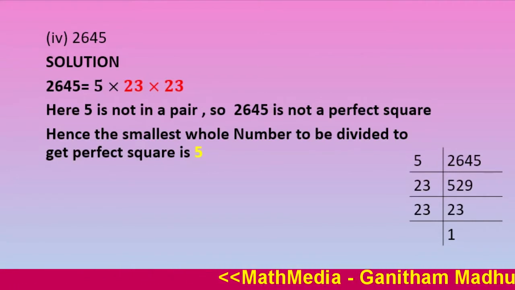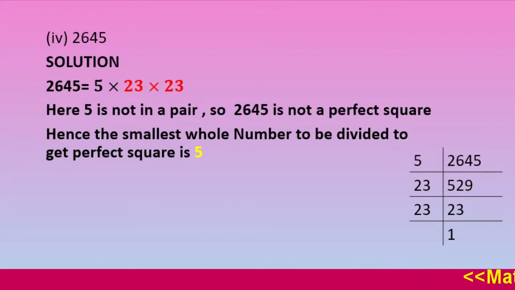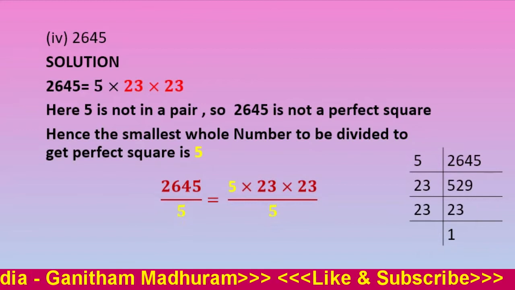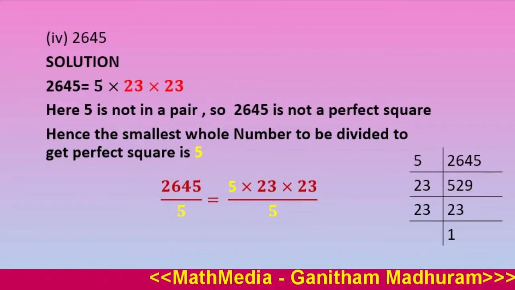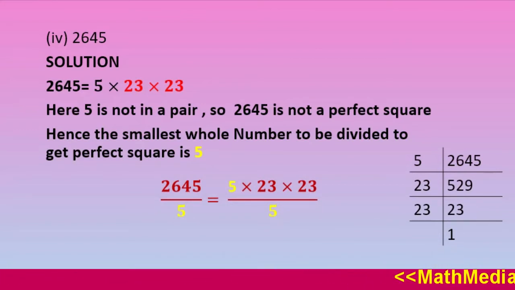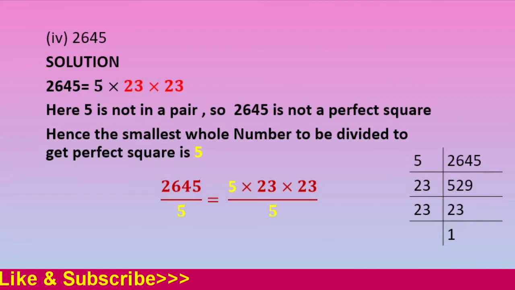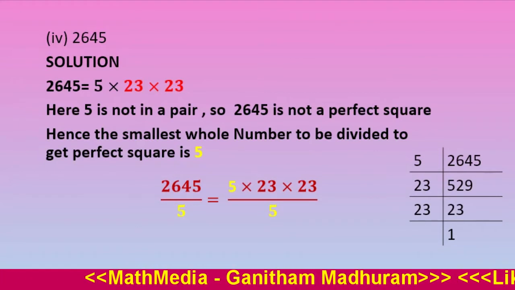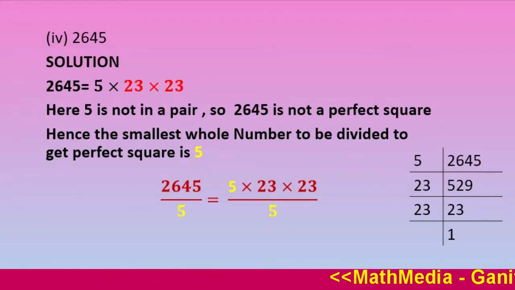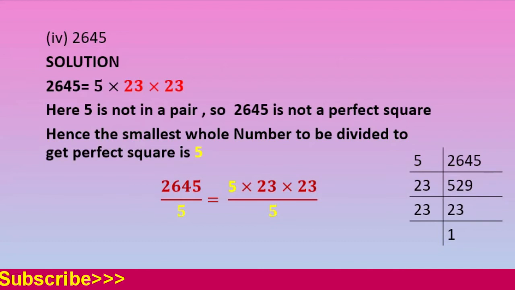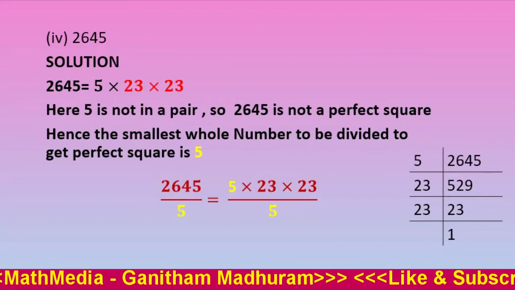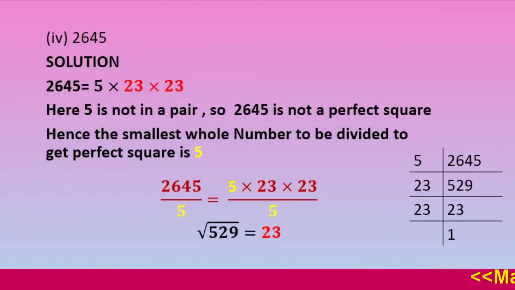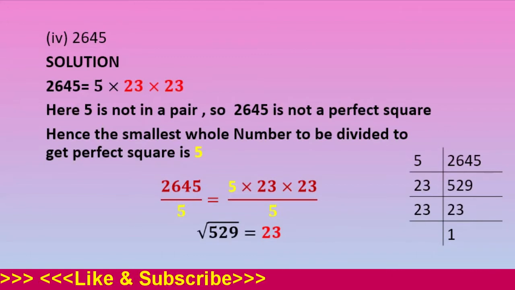So, what do you have to do next? Yes, we have to divide LHS and RHS by 5. Why do we have to perform it on both LHS and RHS? Otherwise, our equation will change. Here the number will change. So, whatever operation we carry out on any one side, the same should be carried out on the other side. So, we get the square root of 529 equal to 23.